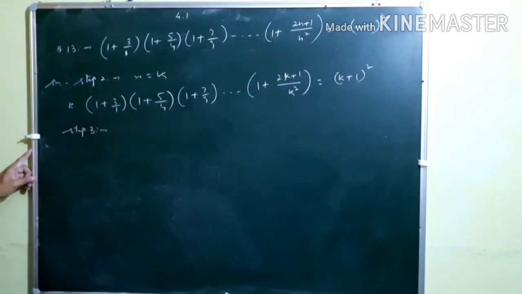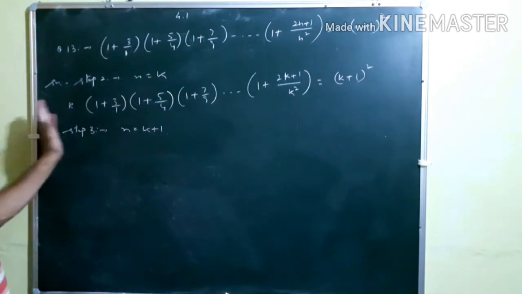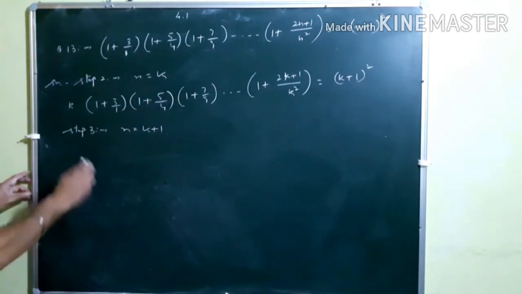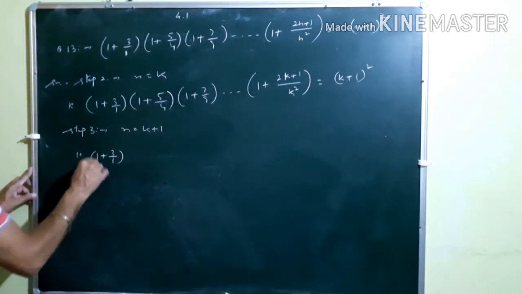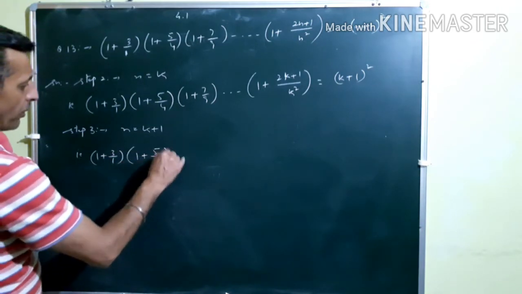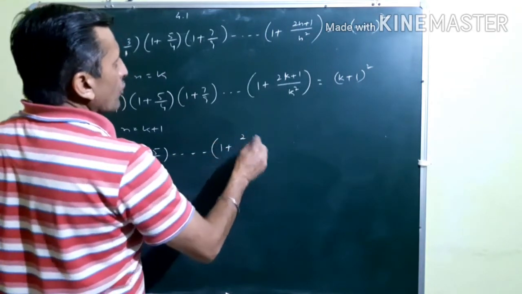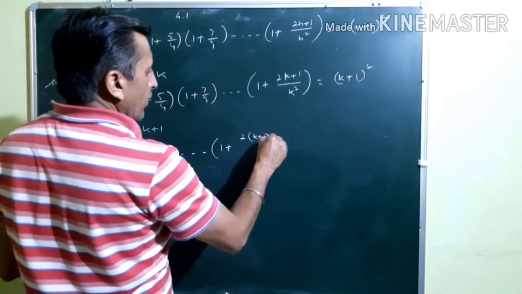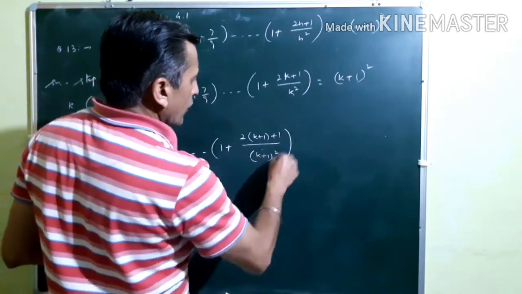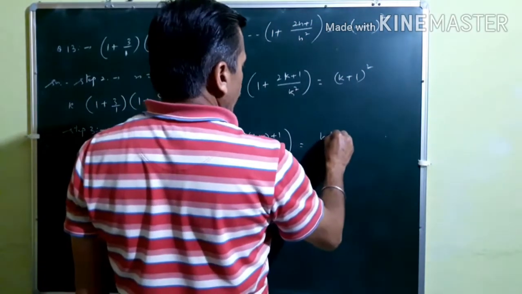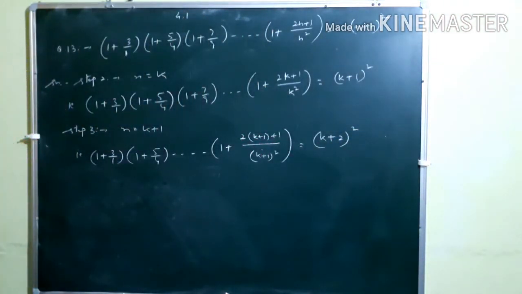Step number 3. Now we have to prove that the result is true for n is equal to k plus 1. I have repeated this language so many times. Okay, and n is equal to k plus 1. That means in this case (1 plus 3 upon 1) into (1 plus 5 upon 4), and so on, you can skip the middle terms, up to (1 plus (2 into (k plus 1) plus 1) upon (k plus 1) whole square) is equal to, on the other side, (k plus 1 plus 1), that is equal to (k plus 2) whole square. So this result we have to prove.